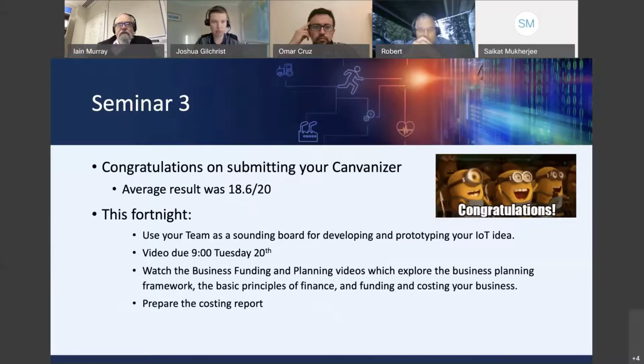The Canvanizer. We've got a couple of marks just to get in from people who either didn't receive a second peer mark because of the numbers of people, or a couple that are commercially sensitive, so we'll get those out very soon. But in general, the average was 18.6 out of 20, so very good marks there. A lot of people put a huge amount of work into their Canvanizers, and yeah, it's quite impressive in a lot of cases.